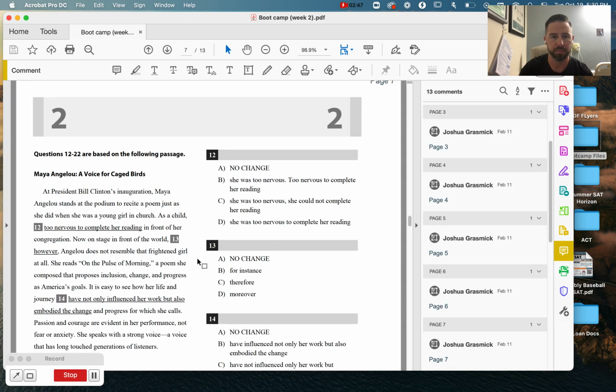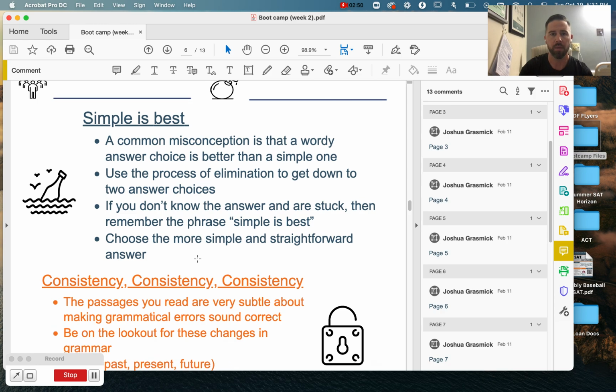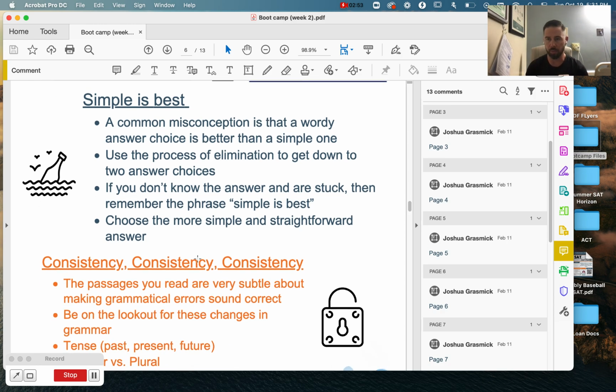Okay, next two strategies. Here we go. This is one I think that you missed a couple times. And I think you and a lot of kids, it's not just you, gravitate towards the right here. You see where it says a common misconception is that a wordy answer choice is better than a simple one. I think kids really believe that since we're taking the ACT or SAT, the sophisticated answer choice, the one that's using academic language and is a little more wordy, is the correct one. But our strategy right here says simple is best. We always want to work our way to the simple answer. Now, let me show you what that means.